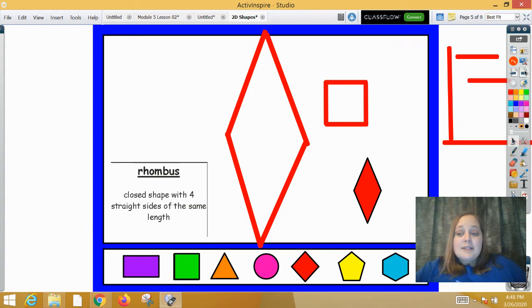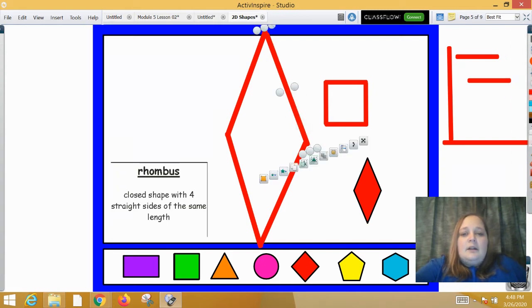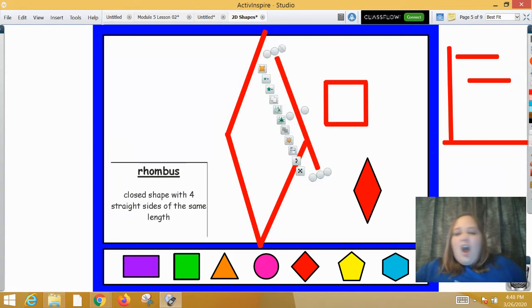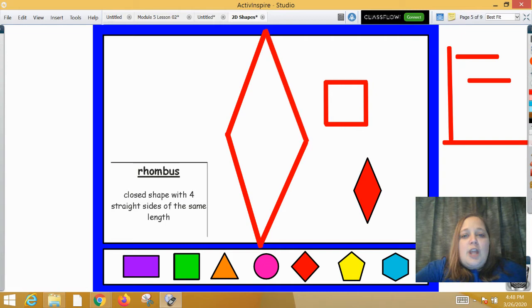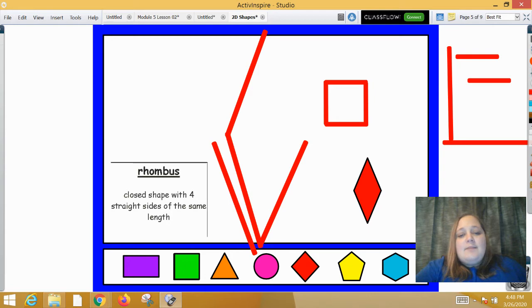A rhombus. A rhombus is a closed shape. So is this a rhombus? No. Something can get in and something can get out. It's not closed. A rhombus is a closed shape with 4 straight sides of the same length. So all of these lines are the same length. This is the same length, and this is the same length. They're just turned, but they're all the same length.